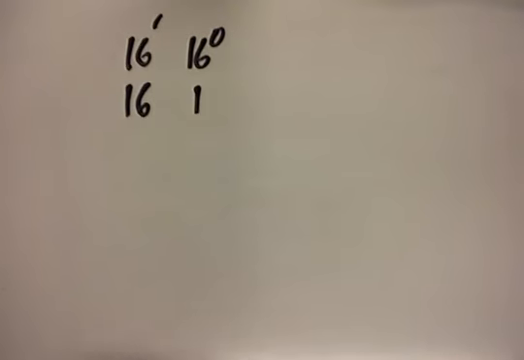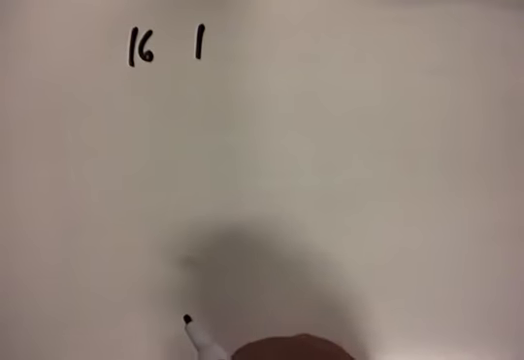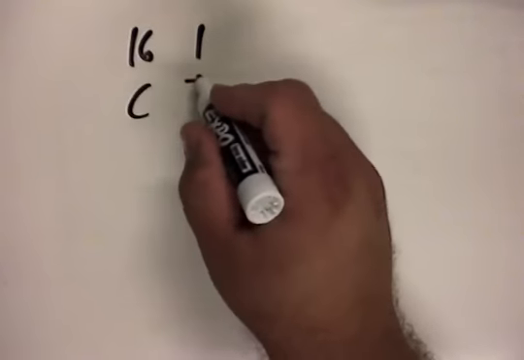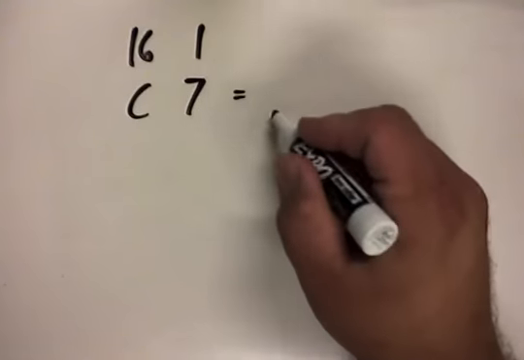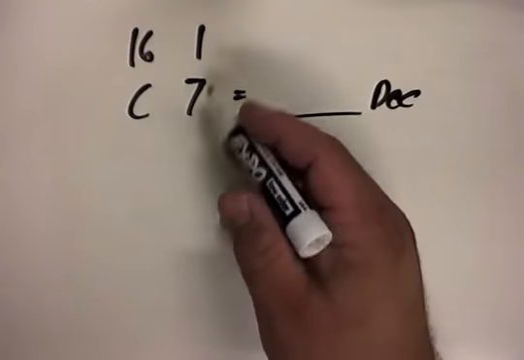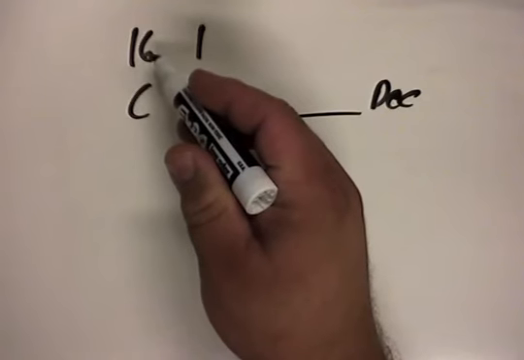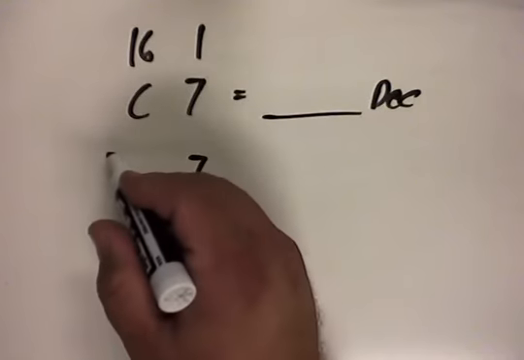Okay, I'm going to slide this up a little bit just so we have a little bit more room. Here's our 16's place, there's our 1's place. Let's now do C7, and again, we want its decimal equivalent over here. So for C7, I'm going to take 7 times the 1 place, which gives me 7. And I'm going to take C times 16. So I'm going to take 12 times 16.